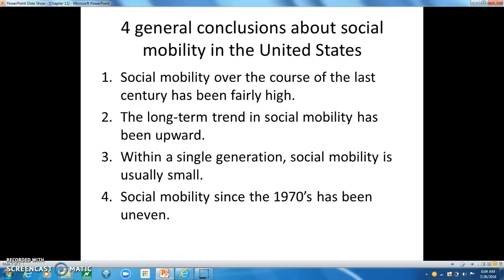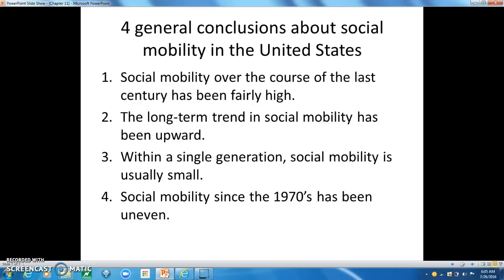Number three, within a single generation, social mobility is usually small. Most young families increase their income over time. Furthermore, there are dips and bumps in a family's earning history, with almost half of United States families being in or near poverty and almost half being affluent or close to it at some point over a 25-year period. Yet the number of people who move from rags to riches or the other way around over their lives is quite small. For most families, social mobility involves limited movement within one class level rather than dramatic moves between the classes.